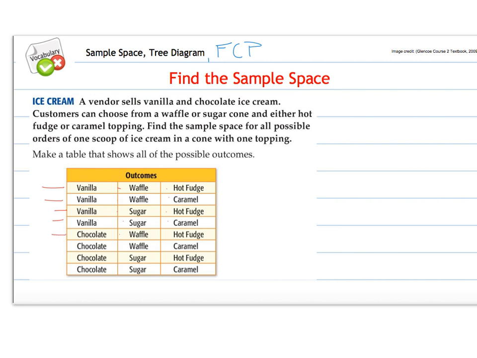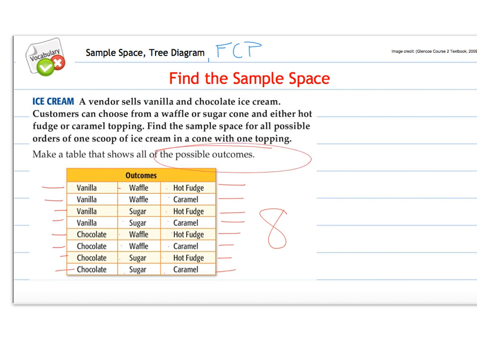With chocolate, I could get waffle, hot fudge. Chocolate could be waffle, then caramel. Chocolate could be sugar, then hot fudge. Or chocolate could be sugar, then caramel. So what I notice is that there's 1, 2, 3, 4, 5, 6, 7, 8 possible outcomes all together.